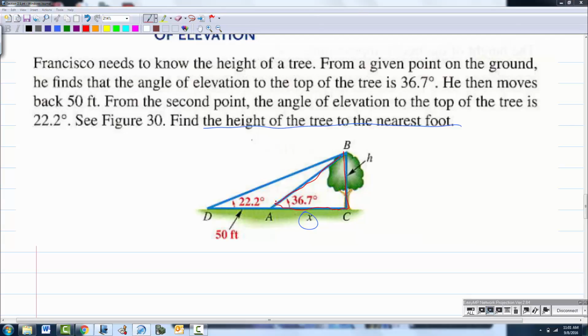All right. Then he walks backwards 50 feet. He can measure that. Now, doesn't it make sense when you walk backwards, the angle of elevation does what? Decreases, because you're farther away, so it's a smaller angle of elevation to the top of the tree. 22.2. From these calculations, he wants to find the height of the tree.